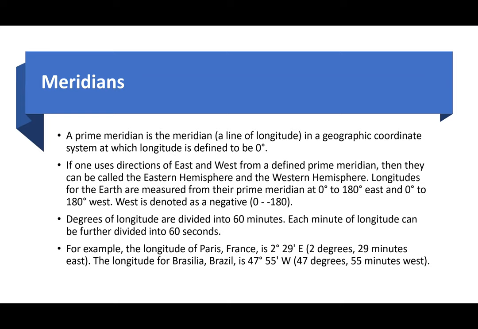Degrees of longitude are divided into 60 minutes. Each minute of longitude can be further divided into 60 seconds. So now you see the degrees, minutes, seconds. I give an example here, a comparison between Paris, France, and Brazil. So again, I'll let you take a look at that to see the differences between the denotations for those things, particularly east and west, just like we did with the parallels and north and south.